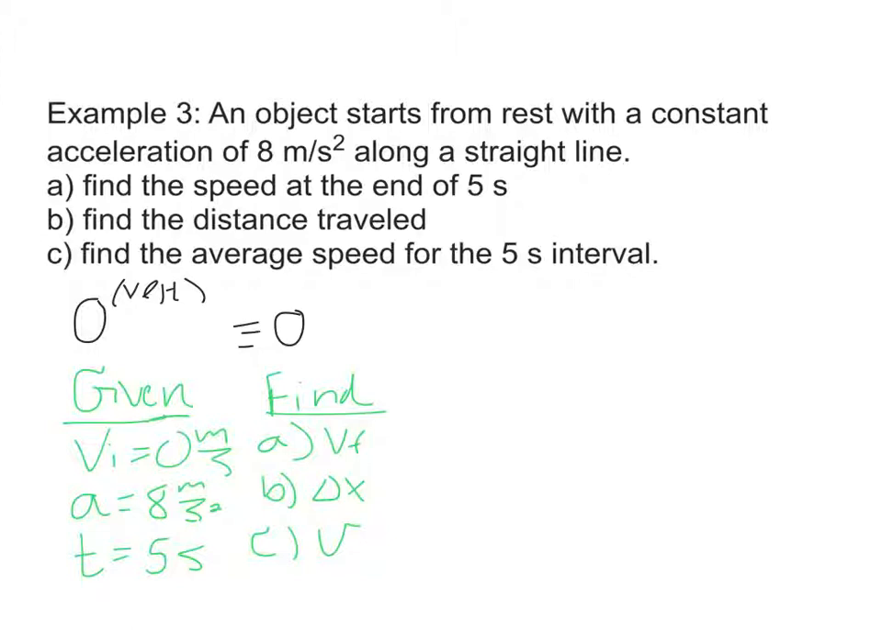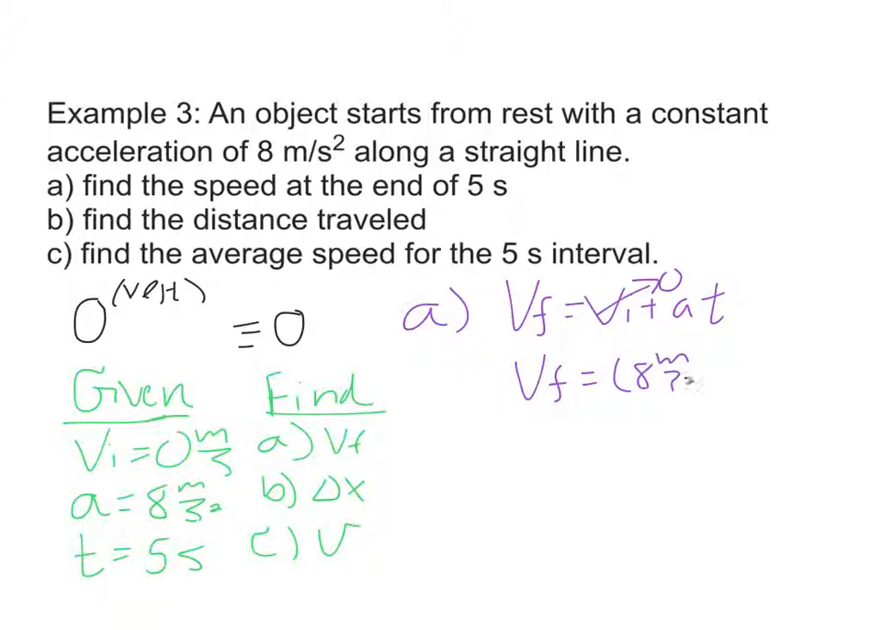So starting with part A, looking for v final, I've got v initial, a, and t. Use the simple equation, v final equals v initial plus at. V initial was 0. So v final equals my acceleration, 8 meters per second squared times the time, 5 seconds. 8 times 5 equals 40 meters per second. Only 1 sig fig, there's no rounding to do here.